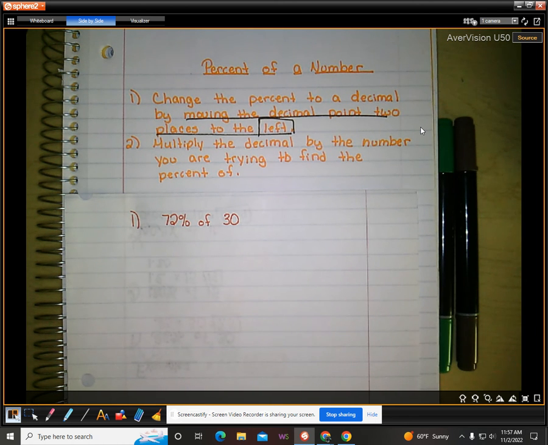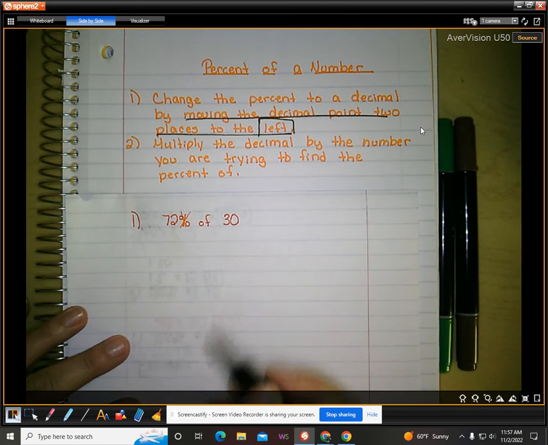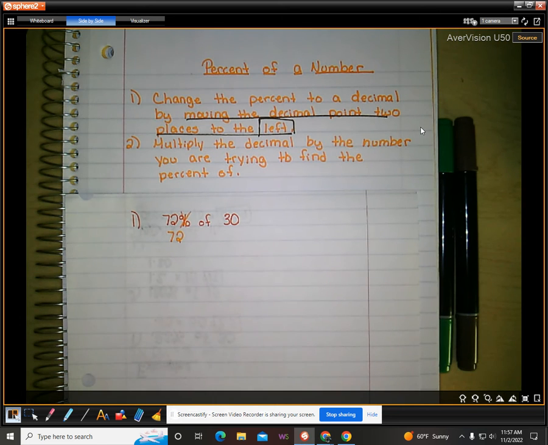All right, this is about half. This is 100. This is where I should be. Okay? First thing we have to do, get rid of the percent. So now we have 72. In the number 72, where is the decimal point?